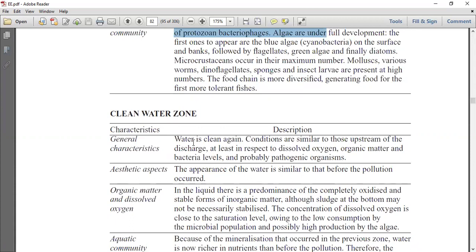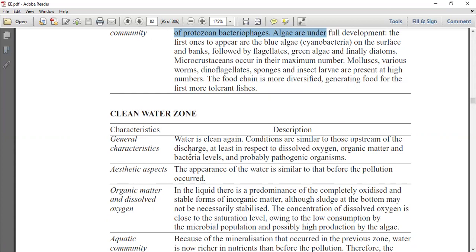Organic matter and the dissolved oxygen. In the liquid, there is a predominance of the completely oxidized and stable form of inorganic matter. Although sludge at the bottom may not necessarily be stabilized, the concentration of dissolved oxygen is close to the saturation level, owing to the low consumption by the microbial population and the possibly high production by the algae.